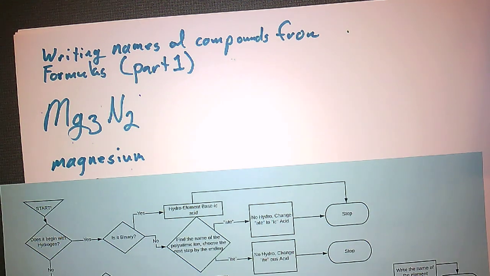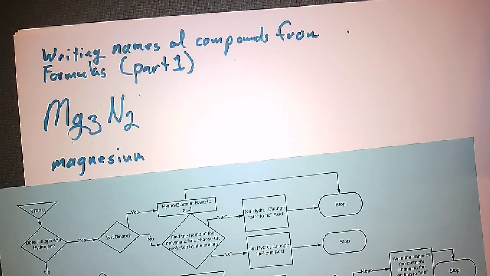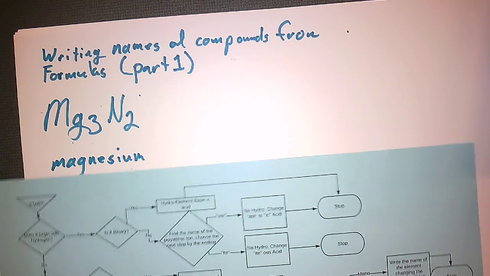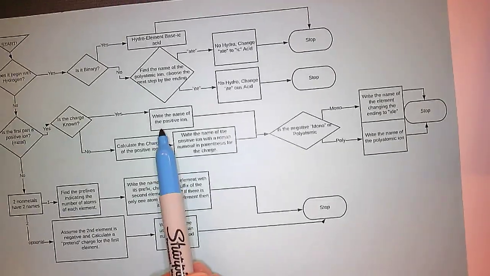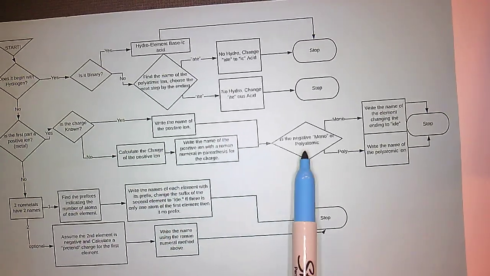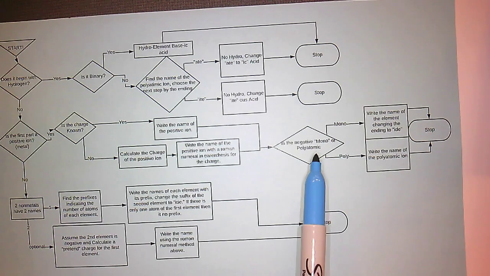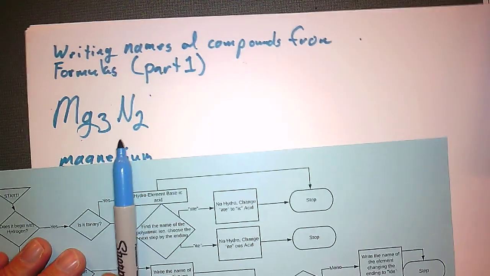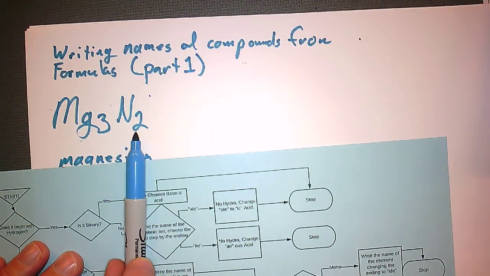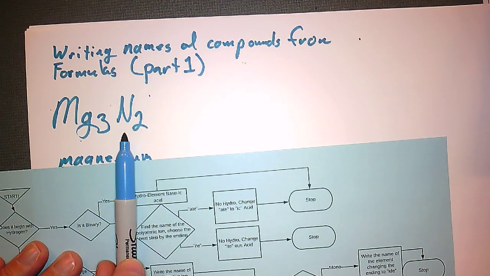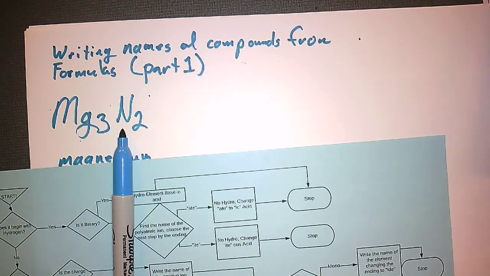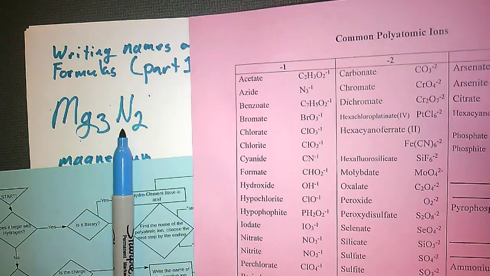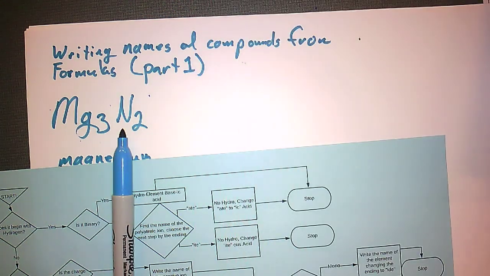All right, so magnesium. After we do the process in this box, we go over here. Is the negative ion mono or polyatomic? Mono means it's one element. You may have more than one of that element, but it's just one element. Poly would be multiple elements, and so it would come off of the polyatomic ion sheet. All right? So, N2, is that mono or polyatomic? Mono, it's just nitrogen.